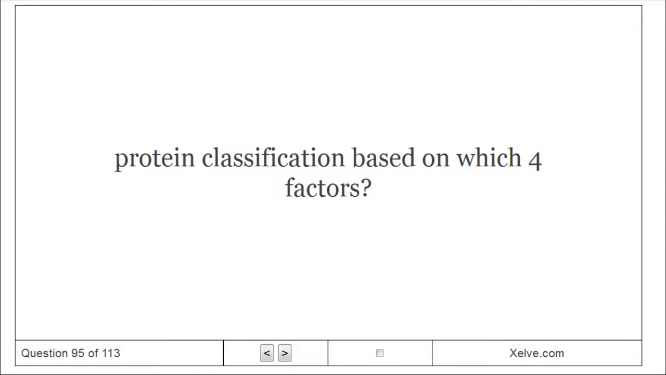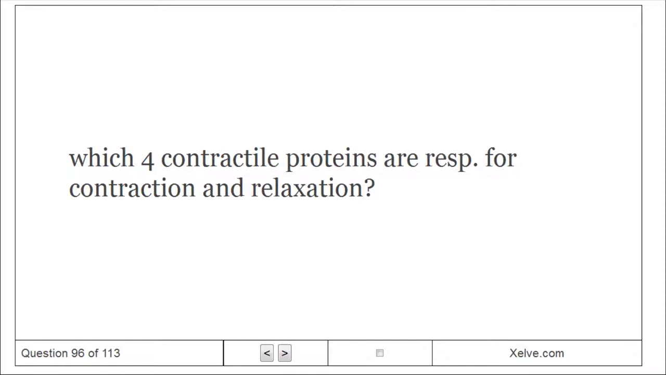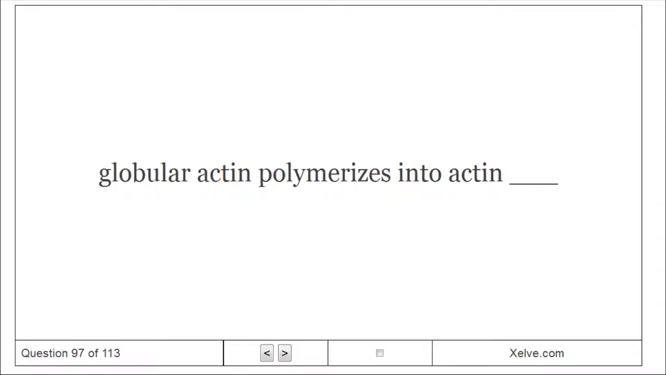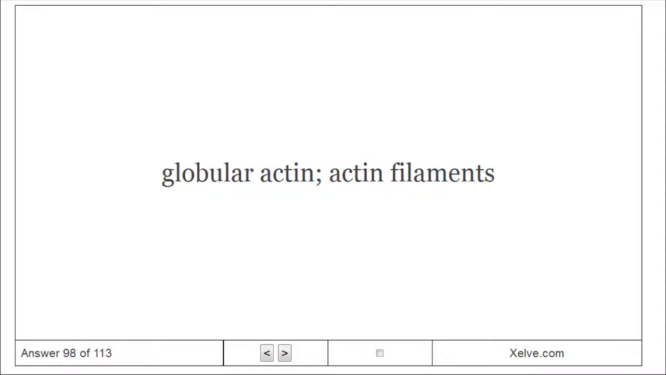Protein classification is based on which four factors? Function, conjugation, shape, solubility. Which four contractile proteins are responsible for contraction and relaxation? Actin, myosin, tropomyosin, troponins. Globular actin polymerizes into actin filaments. G actin equals globular actin, F actin equals actin filaments.